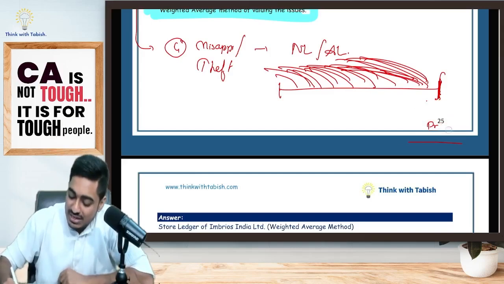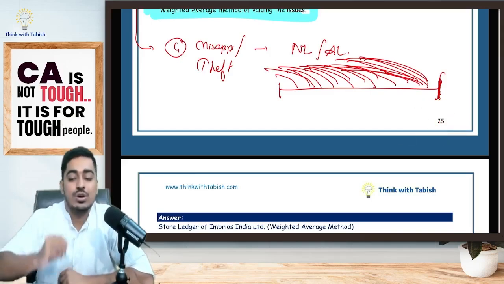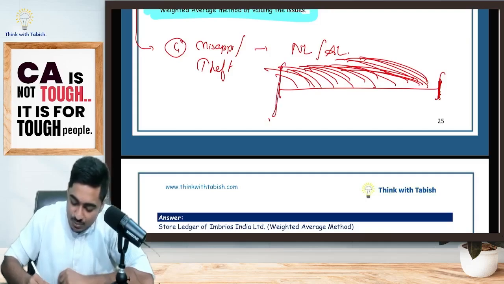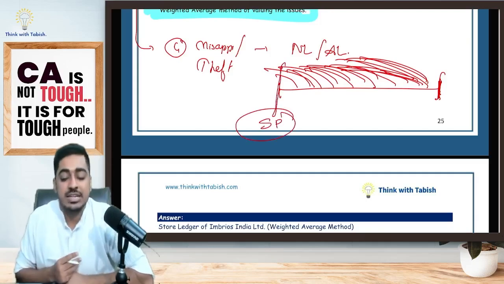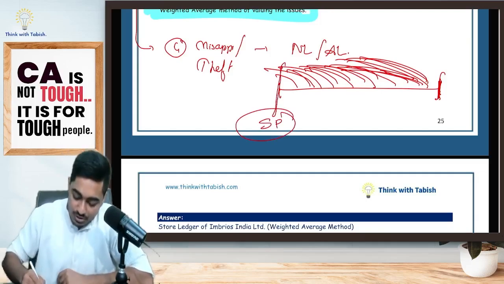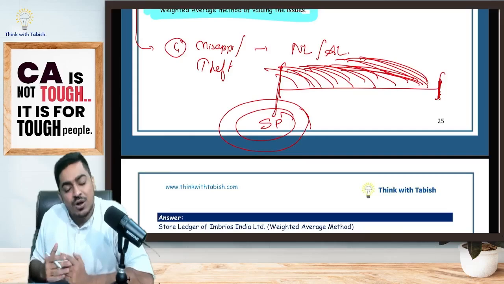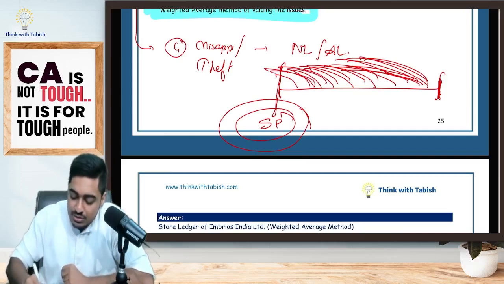Now tell me one thing. Why do I want the cost? To set the selling price. When should I be setting my selling price? I want to set my selling price at the start of the period. That means, when do I want my cost? I want my cost at the start of the period. But will I be incurring all cost at the start of the period? No, I'll keep incurring cost slowly.